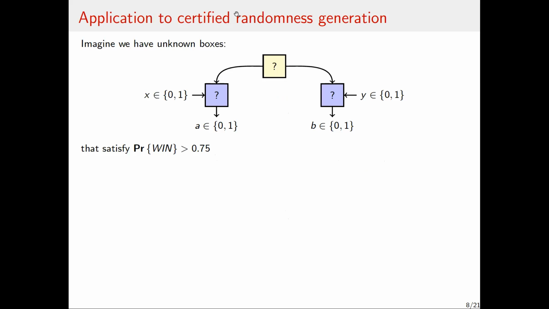Okay, thanks for the question. So now let me tell you how we can use this for randomness generation. What I would like to do is construct a protocol that at the end produces randomness that is certifiably random. What I mean by this is that I don't want to trust the person who built the device that outputs the randomness. It's in this sense that I call it certified.